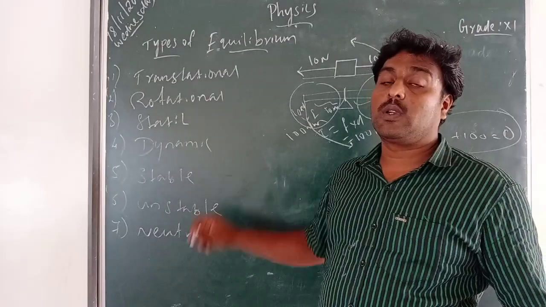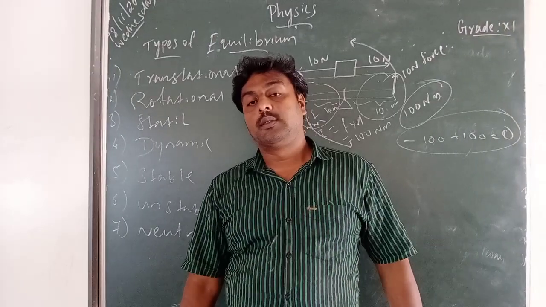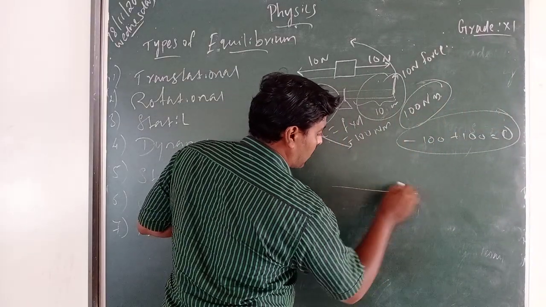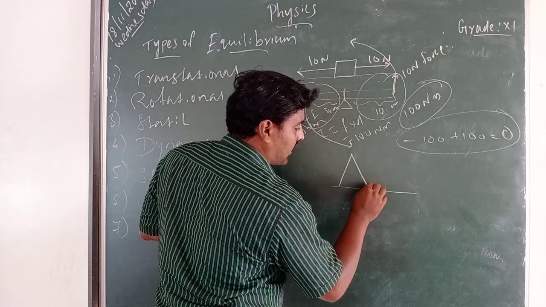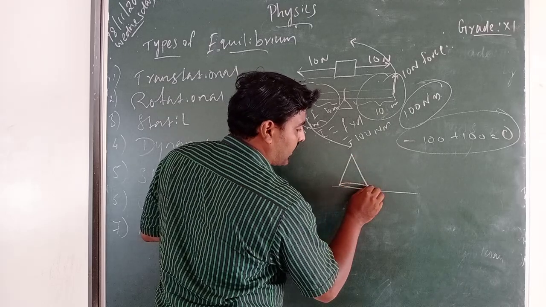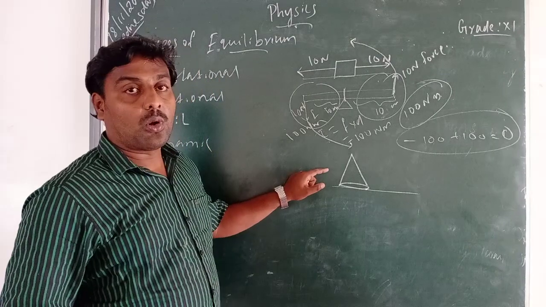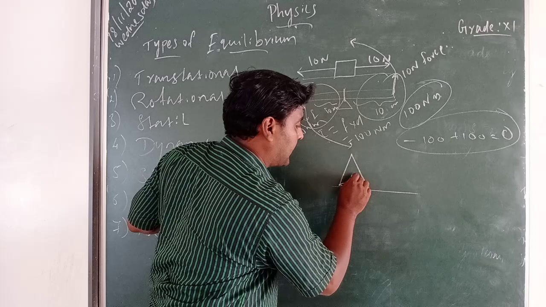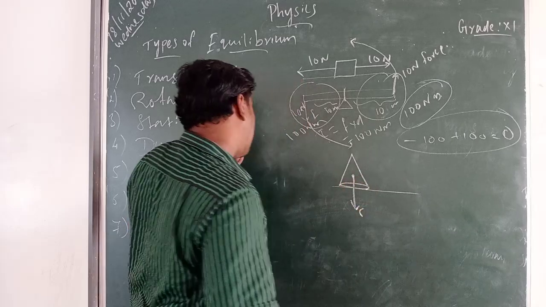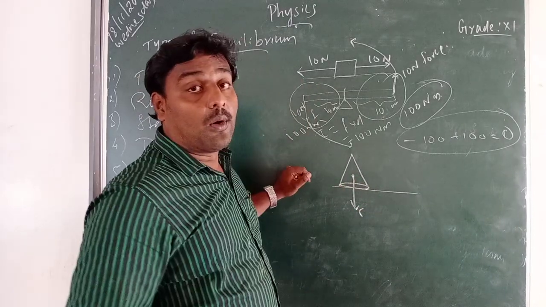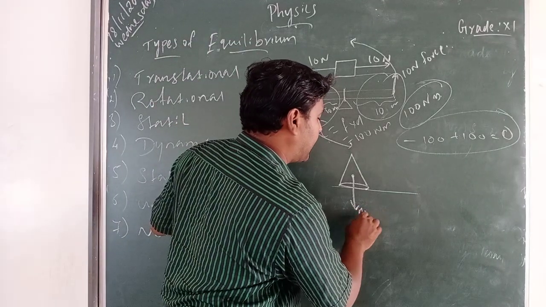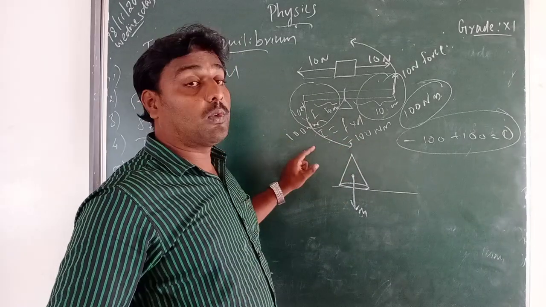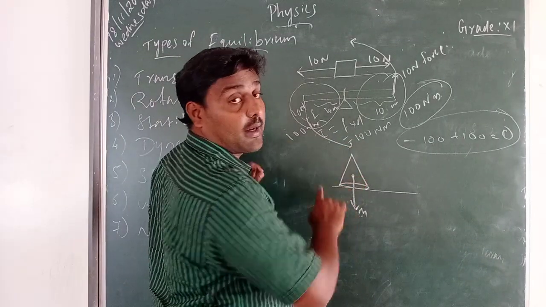Now another one is stable equilibrium. For example, you can take a cone. Assume a cone kept at this position. You know that the center of mass is acting here. One cone is kept in this position, so this is what we can call stable equilibrium.